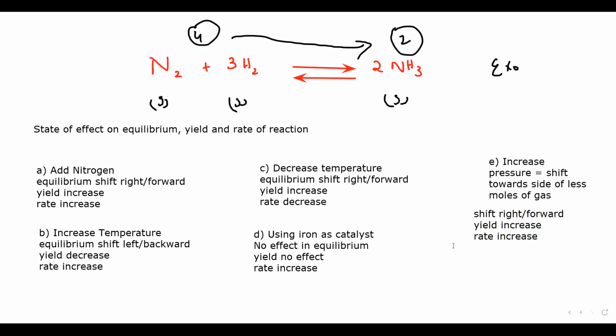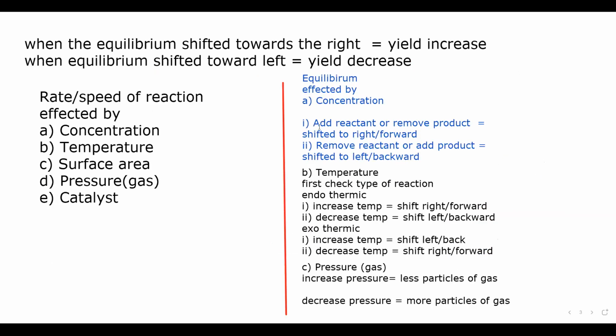So rate is a different concept, equilibrium or balance is a different concept. All the factors which I listed here, concentration, temperature, they all increase the rate. But shifting of equilibrium depends on the type of the reaction, like the effect of temperature. So it depends on the type of reaction.